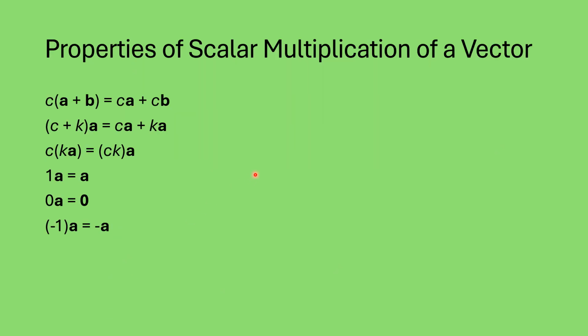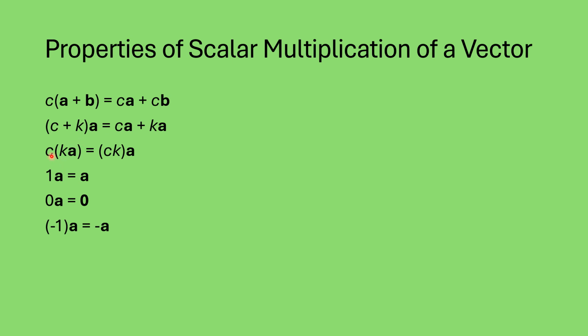These are some properties of scalar multiplication of a vector. If we have a scalar c times the sum of a plus b, that can be broken up as c times a plus c times b. Now if we have two scalars, c and k, and they're summed together, times a, that's just equal to c times a plus k times a.